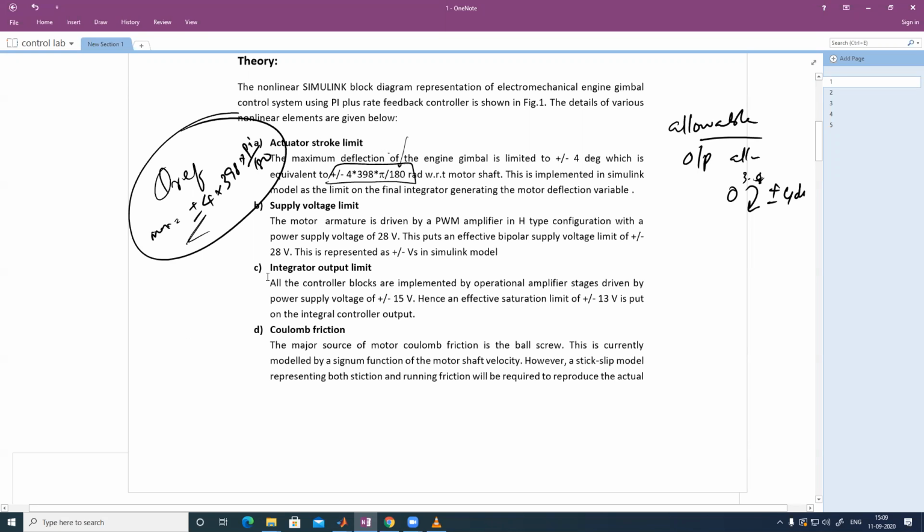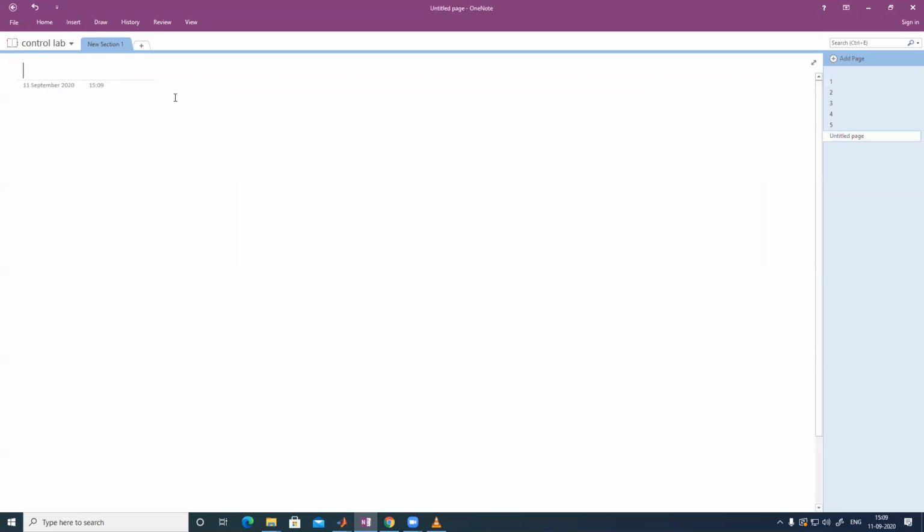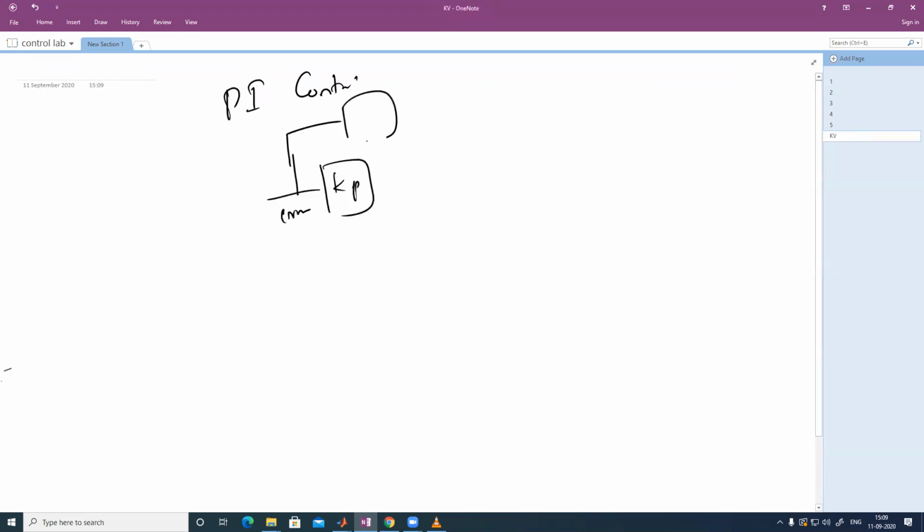And the third one is the integrator output limit. You are using a PI controller, proportional plus integral. So KP will be here and the error signal will be here. This K into 1 by S will be coming here.